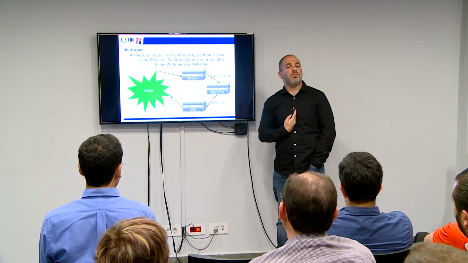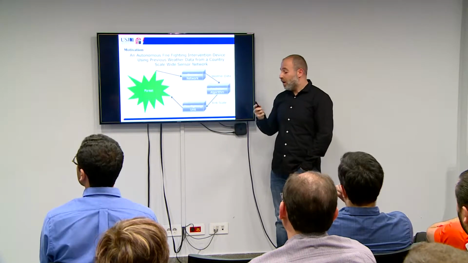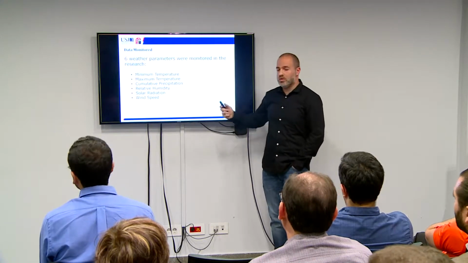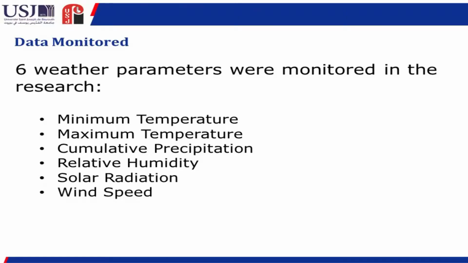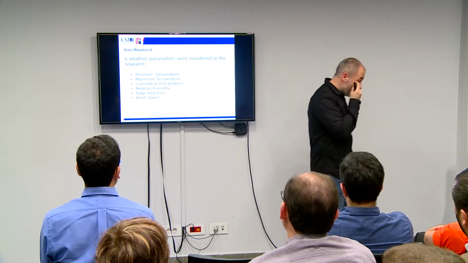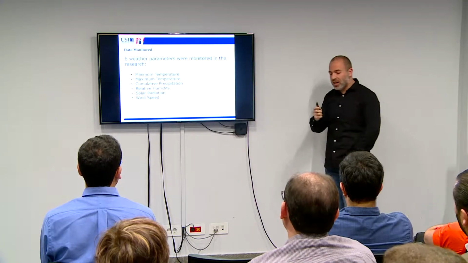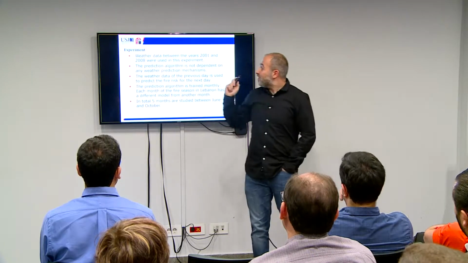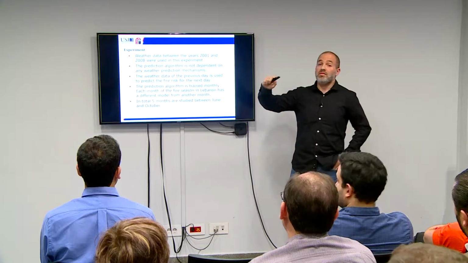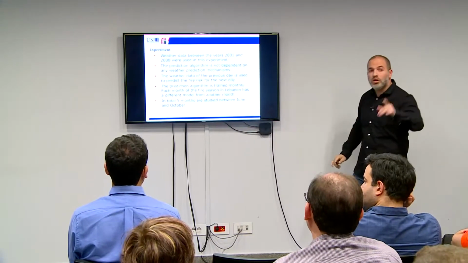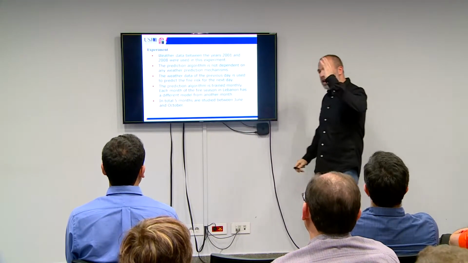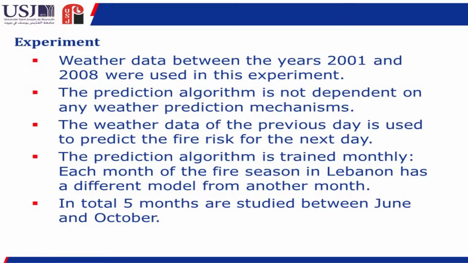that was provided to us by the Ministry of Agriculture. What we were able to do is take only these 6 features: the min-max temperatures, the cumulative precipitation, the humidity, the solar radiation, and the wind speed. Only these 6 features we used to create a neural network. We created a model for every month. Okay, so every month has a different model.